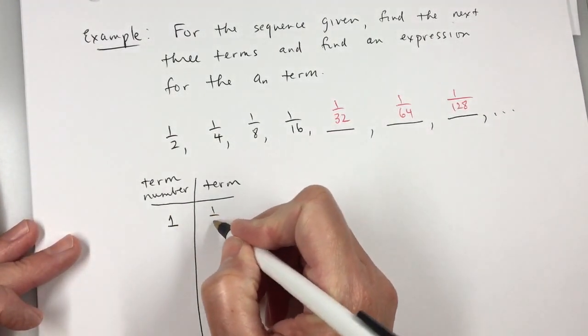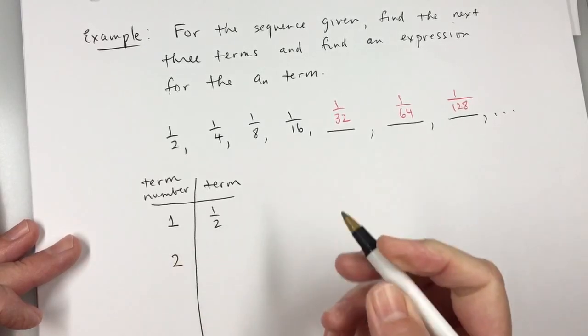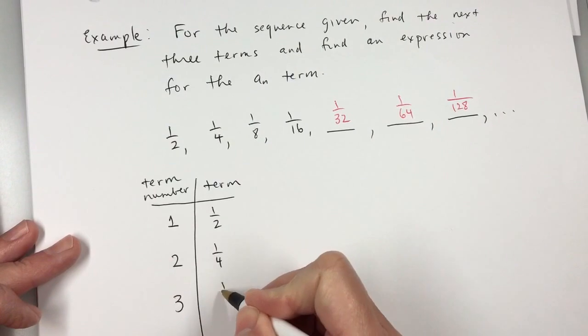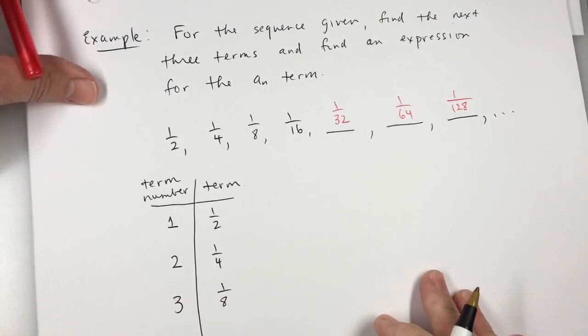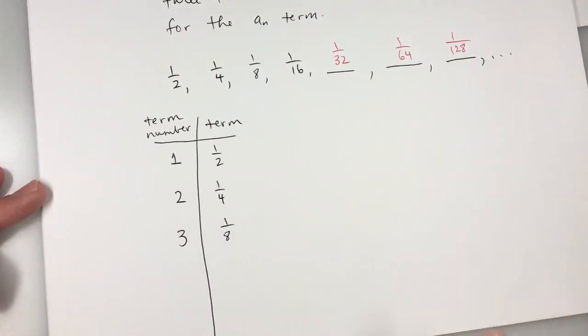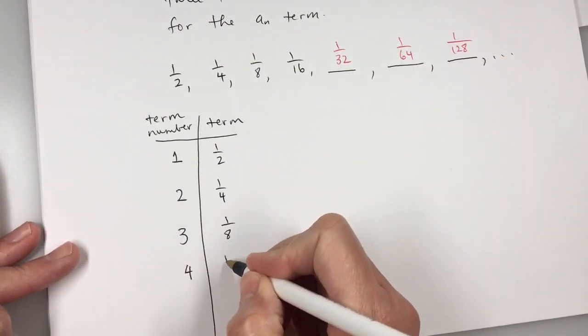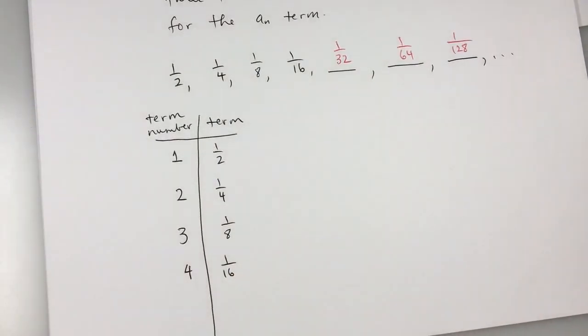Term number 1 is 1/2. Term number 2 is 1/4. Term number 3 is 1/8. And as I'm looking at this, I don't want to look at the finished product for the term. I want to look at how did I get that maybe from the previous term? What's the pattern going on?